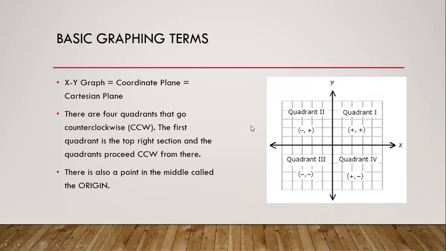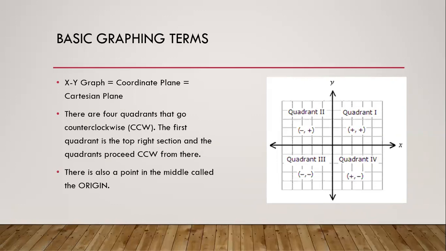All right, to begin with, we're going to start with some basic graphing terms. We're going to start with the XY graph. The XY graph is also known as the coordinate plane, but it's also known as the Cartesian plane. And there are 4 quadrants: quadrant 1, quadrant 2, quadrant 3, and quadrant 4. Notice it goes counterclockwise, not clockwise. So if you're thinking about the way a clock works, it goes backwards to that.